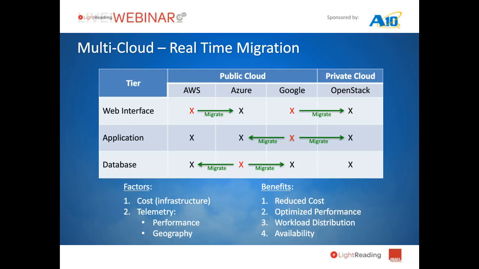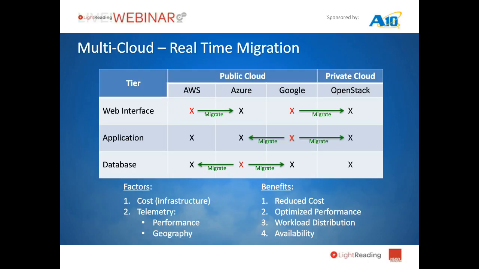So as we look at this illustration, this example, we have three application tiers. Again, the web interface, the application, and a backend database. Now, based on learned or programmed analytics, the controller, using this information, can migrate services between the cloud environments to reduce cost, to optimize performance, distribute workloads properly, and to provide maximum application availability.